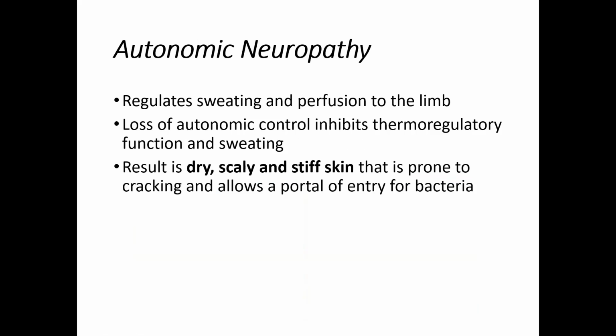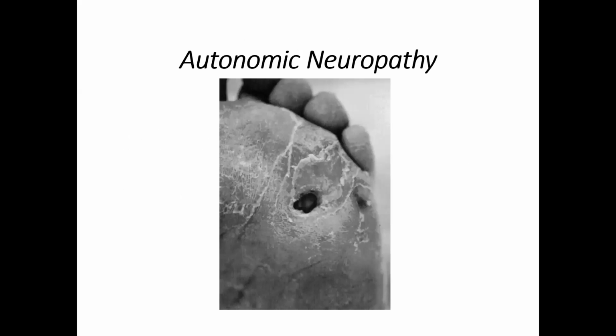Coming to the autonomic neuropathy, it regulates sweating and perfusion to the limb, which is important to keep the skin moist, well hydrated, and well perfused. When there is loss of autonomic control, it inhibits the thermoregulatory function, and this leads to inhibition of sweating as well. This results in dry, scaly, and stiff skin that is prone to cracking and allows a portal of entry for bacteria. This is how an autonomic neuropathy can affect the foot for ulcer formation. You can see cracky skin, which is dry.